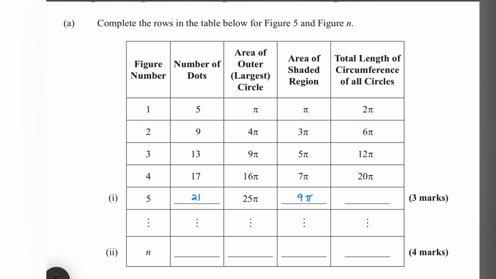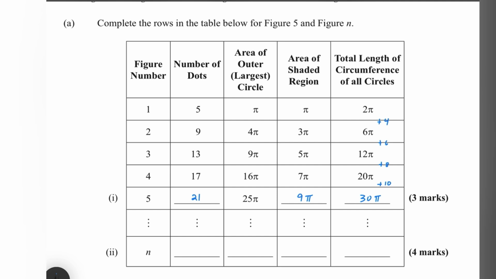And then the total length of the circumference of all circles, you have 2 pi, and then 6 pi, 12 pi, 20 pi. Well, 2 plus 4 is 6, 6 plus 6 is 12, 12 plus 8 is 20. So that's 4, 6, 8. I expect the next one to be plus 10, so this would be 30 pi. That's the first one for 3 marks.